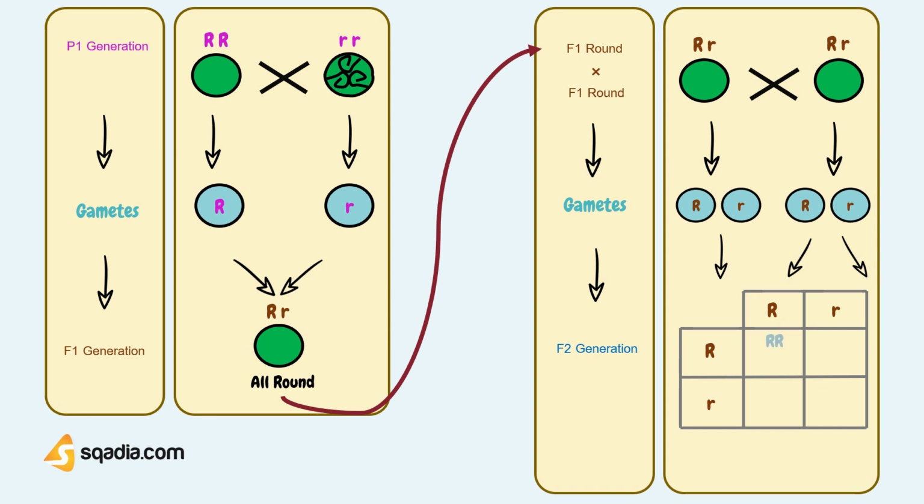Capital R from one parent and capital R from the other parent. It will be round. Now capital R from one parent, small r from the other parent. It will be round. Now capital R from one parent, small r from the other parent. It will be round. Now small r from one parent, small r from the other parent. It will be wrinkled. So 75% round seeds and 25% wrinkled seeds will be produced. It means round seeds are 3 times the wrinkled seeds.